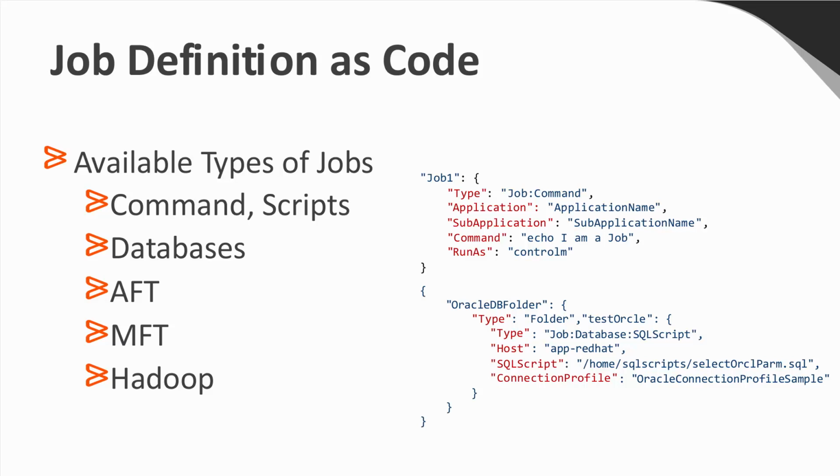As you can see here, you have some available types of jobs right now, and we are going to add more of these types of jobs in the future. Right now, you have command, script, database, AFT, MFT, Hadoop, and some more that we don't show here. In this example, you have a regular command job definition and a database job as well. You can work with all these types of jobs right now with Automation API. Now, we are going to move to the demo.